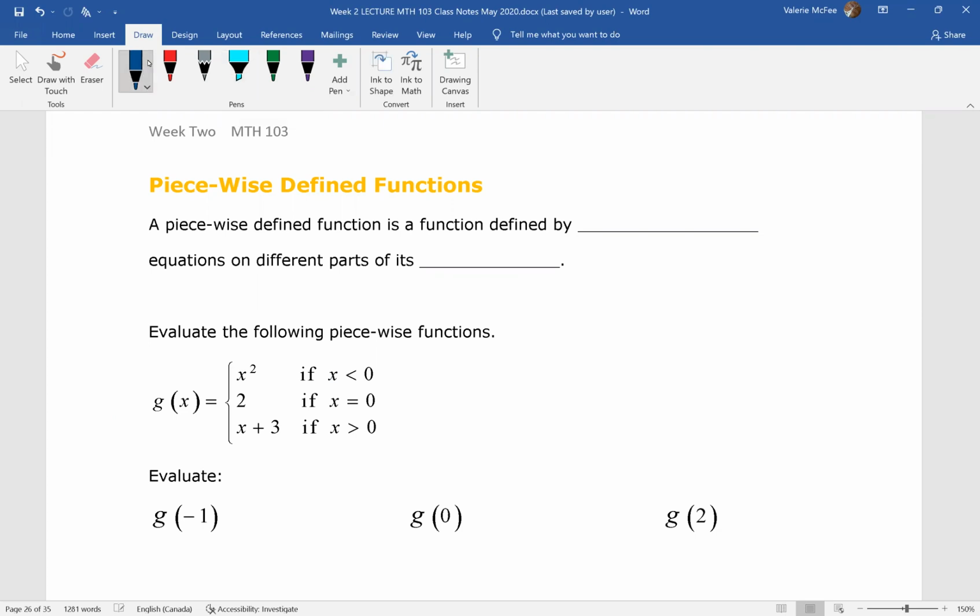So a piecewise defined function is a function defined by different equations. If you look at that example, you can see that each piece is a different equation. And the different equation belongs to different parts of its domain. Remember, the domain is the x values, and we're changing the domain restriction for each piece of this function. This function here has 3 pieces.